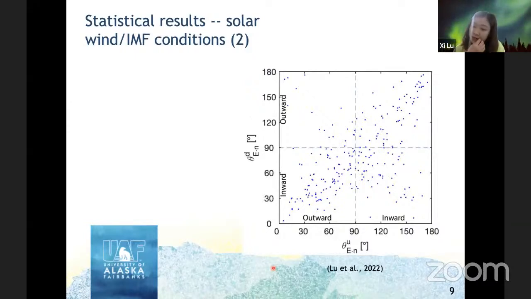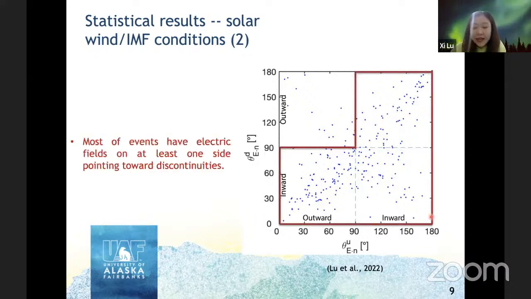Last, we calculate the angle between the convection electric field and the discontinuity normal for events with discontinuities. And the scatter shown here is the angle downstream as a function of the angle upstream. And we could say for most of our events, they have electric fields on at least one side pointing towards discontinuities.